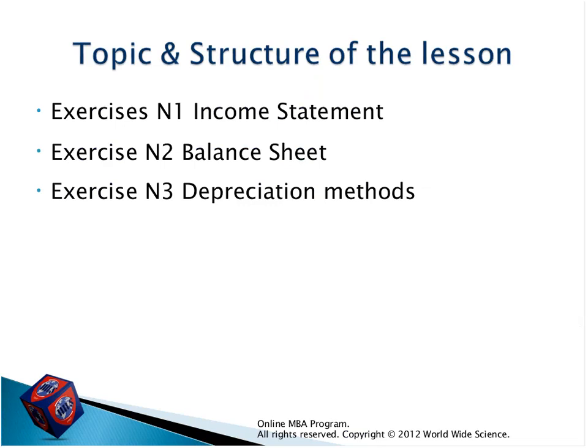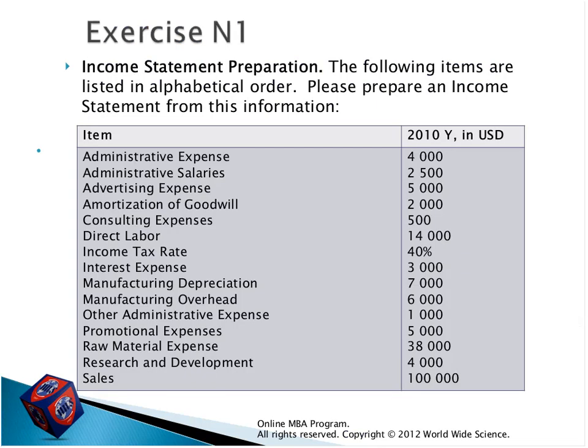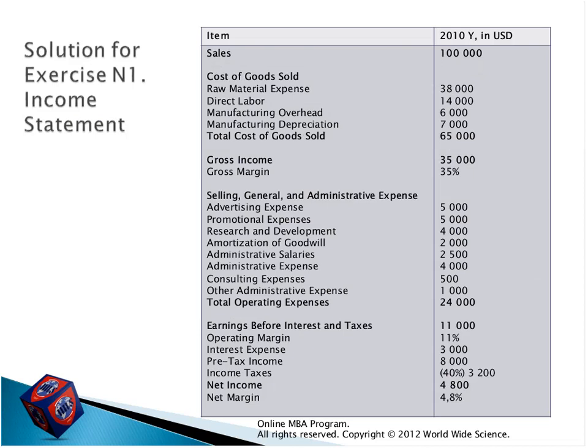Let's see the first assignment, on the preparation of the income statement or profit and loss account. Here some items are given in alphabetical order, and you should prepare the income statement. Use your previous topics, see the table of the income statement and how it's prepared, and prepare for me the income statement to show me the net income of this company. Let's see the solution for exercise number 1.